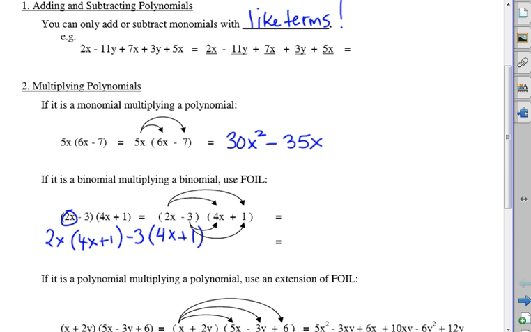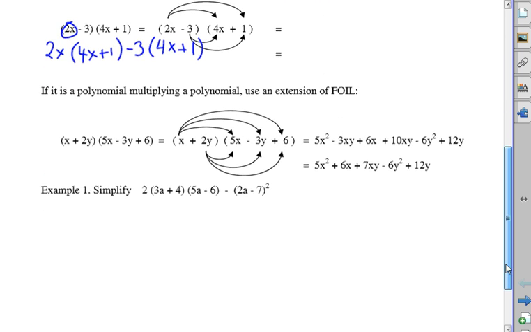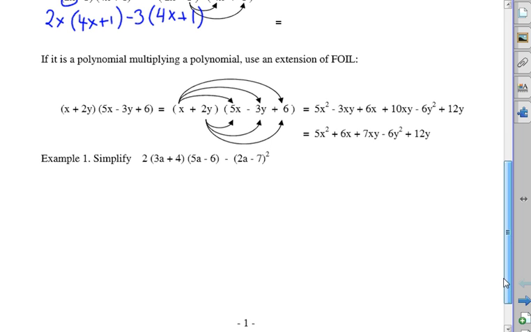Should we work this one out? Keep going? Okay. Keep going. And we can extend that, right? We can extend FOIL. Just a quick review. If we have an exponent, a binomial squared, what do we have to do with that?